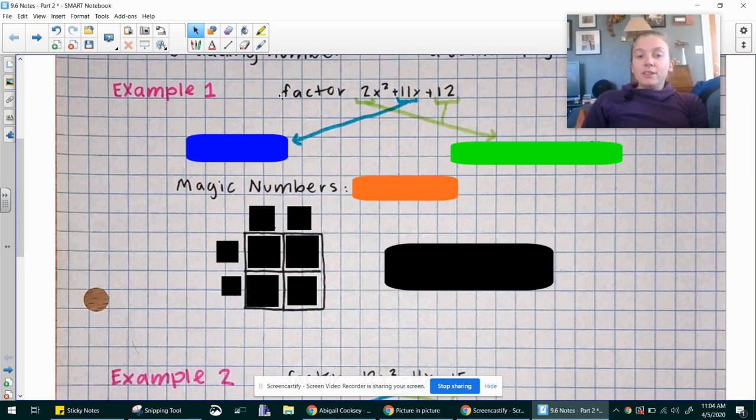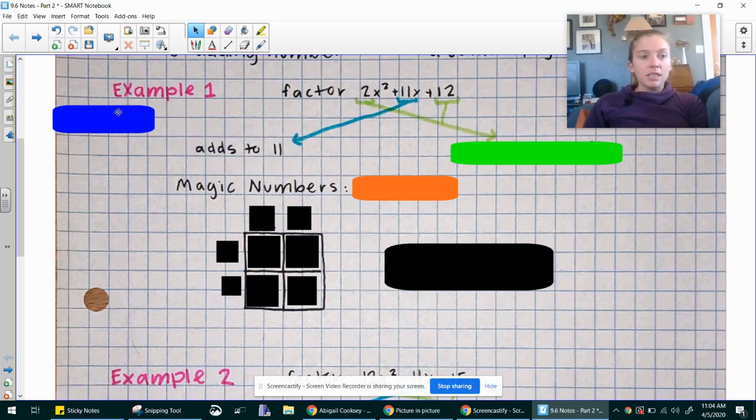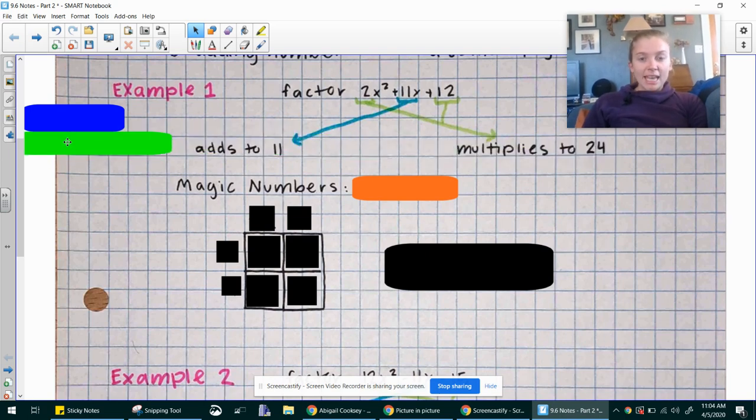So in this example, factor 2x squared plus 11x plus 12. 11 is our adding number, and 2 and 12 multiply to get 24, so 24 is our multiplying number. Our magic numbers that add to 11 and multiply to 24 are 3 and 8.